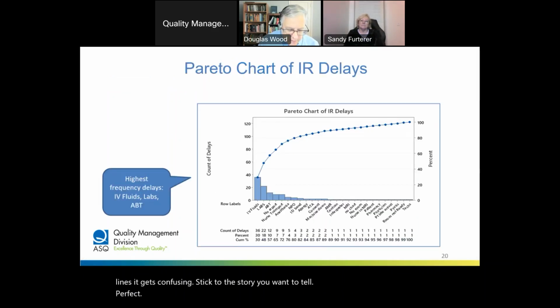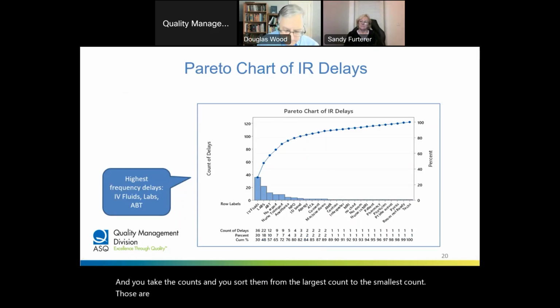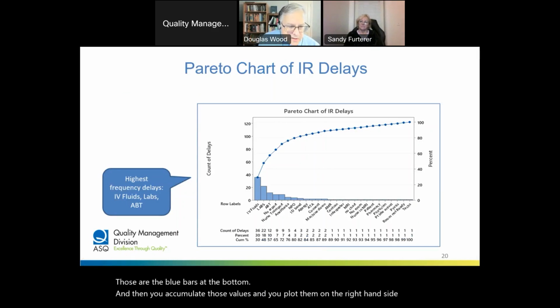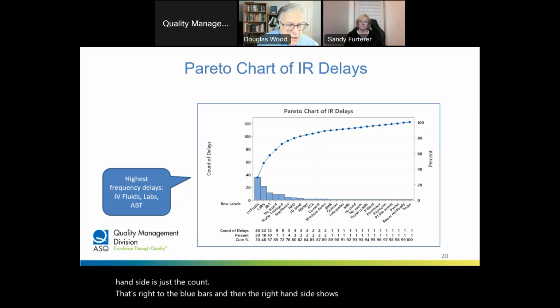So the Pareto principle is also called the 80-20 rule. We've all heard that, okay? To make this, what you do is you count what's happening, and you take the counts, and you sort them from the largest count to the smallest count. Those are the blue bars at the bottom. And then you accumulate those values, and you plot them on the right-hand side. So the left-hand side is just the count. That's the height of the blue bars. And then the right-hand side shows you what percentage you've accumulated to that point.